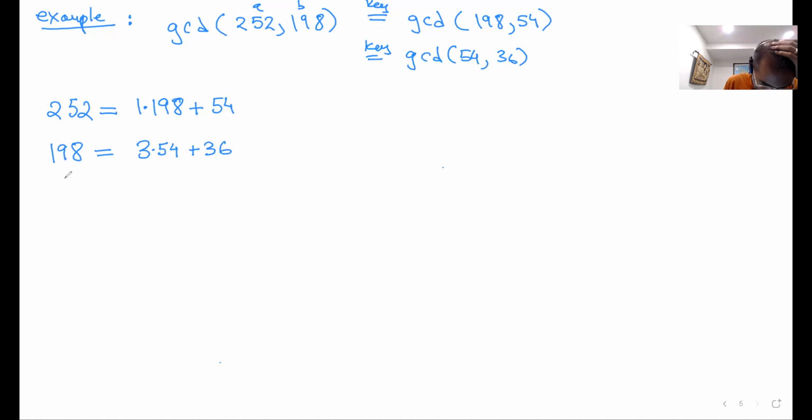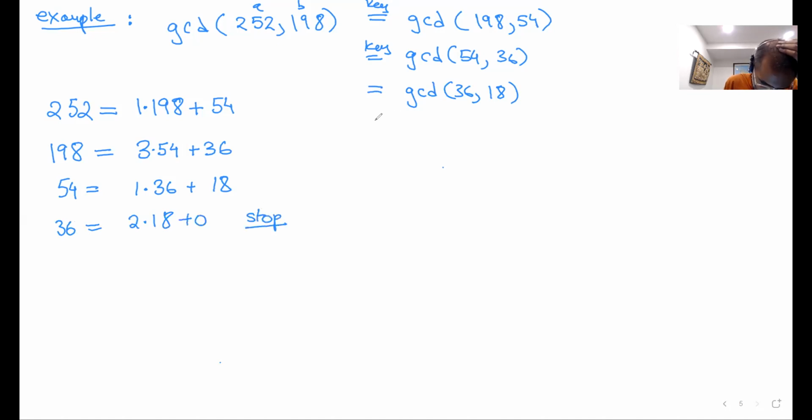Okay, now I just keep doing it. 54 is equal to 1 times 36 plus 18. And now I'm actually in luck because 36 is just equal to 2 times 18 plus 0. So now you stop, because 18 divides both of them. So I just found the GCD of these two kind of big numbers without listing the common divisors.